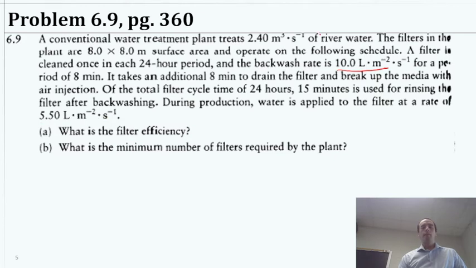So part A says, what is the filter efficiency? And then part B says, what is the minimum number of filters required by the plant? Okay, so go ahead and start working on that. I'll take a moment to just extract a little bit of information on the side. Feel free to use that or ignore it. But go ahead and give that a shot.